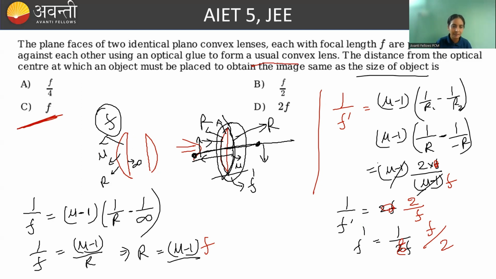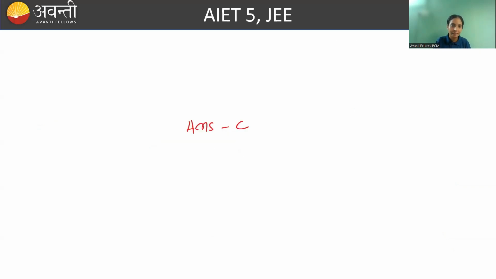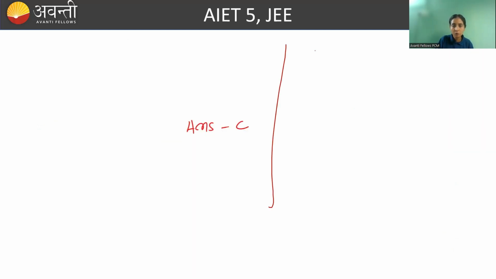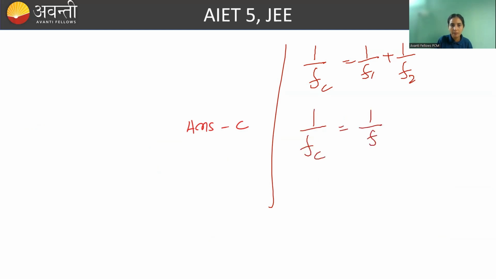You could have done it very easily. Some of you may have used that. If we are talking about thin lenses, okay, here it's not written thin lens, that is why I went through it. But this is actually a case of thin lens. In thin lenses, I have told you, when you combine two lenses, the focal length of the combination is 1 by f1 plus 1 by f2, where f1 is the focal length of the first and f2 is the focal length of the second. So 1 by focal length of combination is equal to 1 by f plus 1 by f, that is 2 by f. So the focal length of the combination is f by 2.